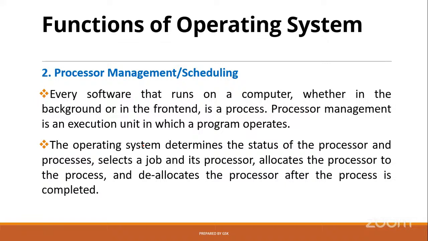The second function is processor management, or you can say processor scheduling or CPU scheduling. All are valid terms. Every software that runs on a computer, whether in the background or in the front end, is called a process. In more simple terms, a process is nothing but a program in execution. Okay, a program in execution. Or more simply, right now, a program is being executed. That particular program at that particular moment is called a process.